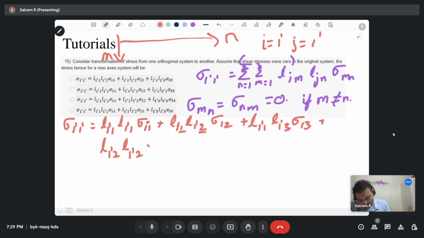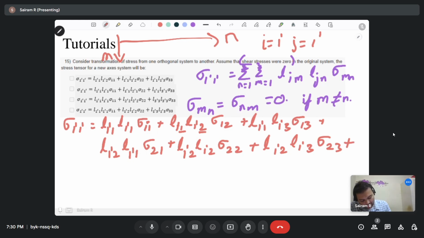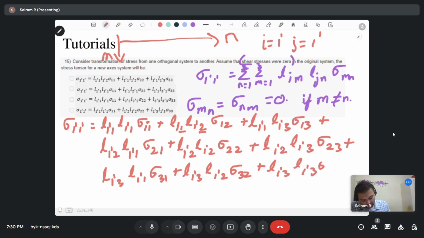L1 prime 1, L1 prime 2, sigma 2 1, L1 prime 1, L1 prime 2, sigma 2 2, L1 prime 2, L1 prime 3, sigma 2 3, plus L1 prime 3, L1 prime 1, sigma 3 1 plus L1 prime 3, L1 prime 2, sigma 3 2 plus L1 prime 3, L1 prime 3, sigma 3 3.